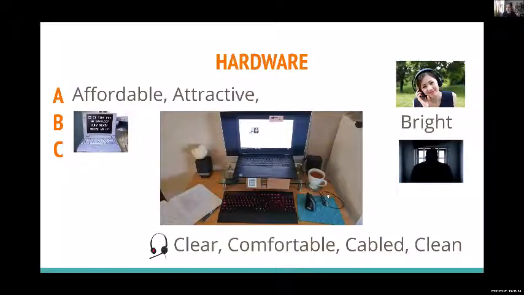Affordable means also that you may need to invest in something. So maybe the headset, maybe some keyboard. So consider a little investment, maybe also in the bandwidth, if you want to make sure that you don't have any problems with the connection. So consider this just to make sure that you prevent problems.